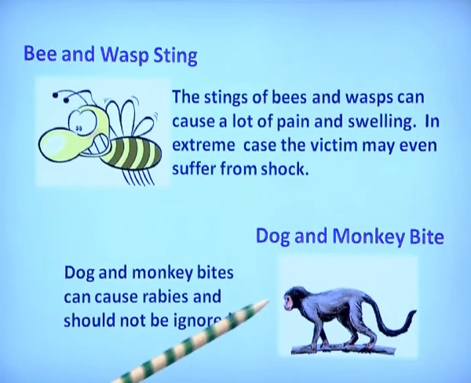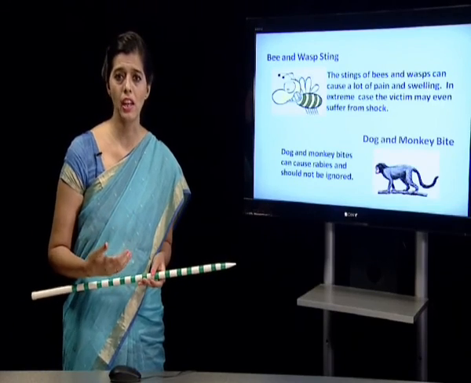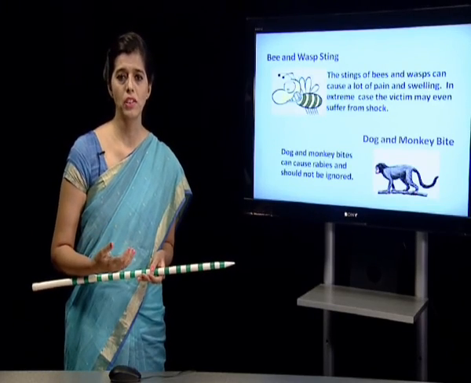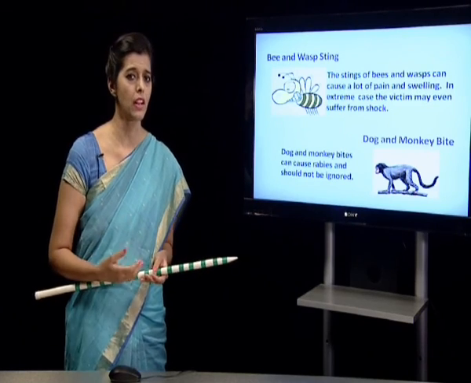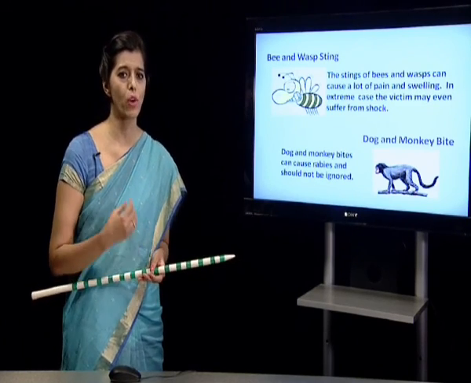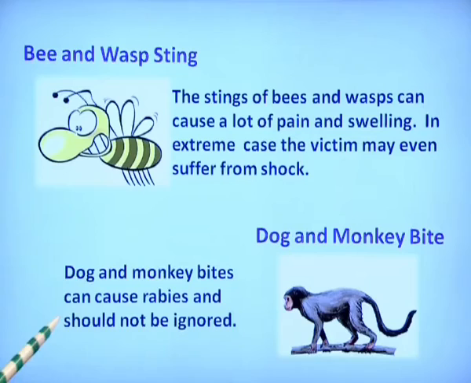A person might be bitten by a dog or a monkey, and first aid has to be given immediately. Maybe you can wash the wound immediately, and then a doctor can be called or the patient can be taken to the hospital. If it's not treated properly with proper injections, then one suffers from rabies, so it's a very important aspect and it should not be ignored.